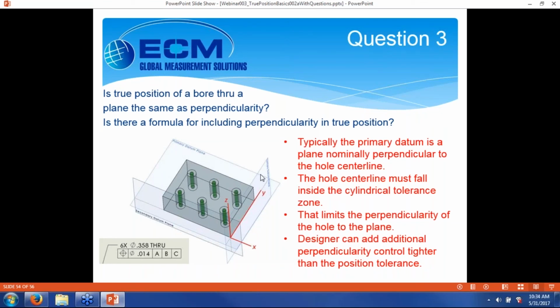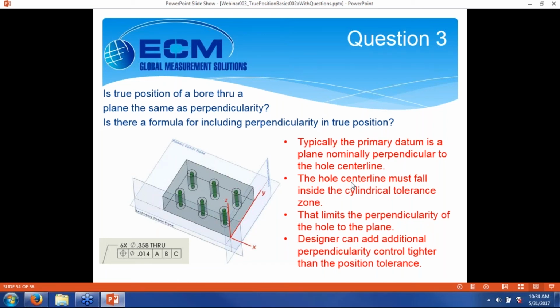Okay, the third question: is a true position of a bore through a plane the same as perpendicularity? And someone else had asked, is there a formula for including perpendicularity in true position? Let me back up. Typically, your hole wants to be perpendicular to your primary datum plane, and that's either going to be like the bottom of a block or the top of the part, right? The holes are going in perpendicular to that.